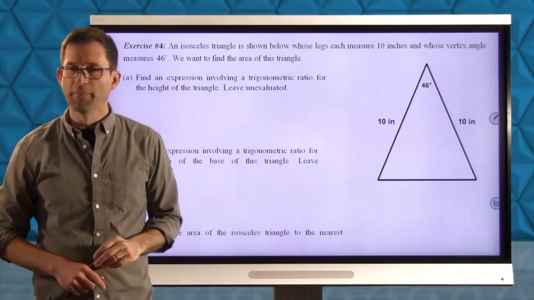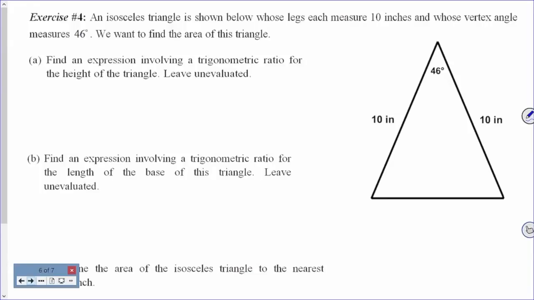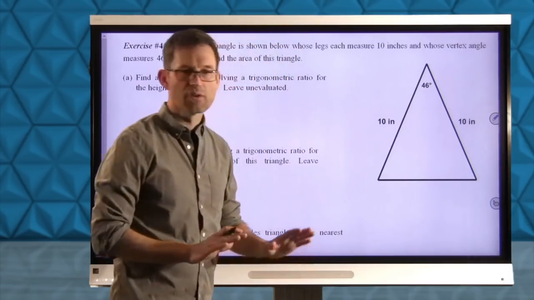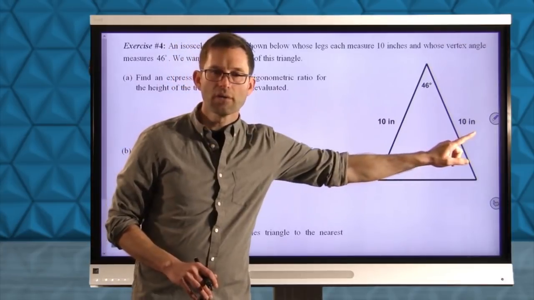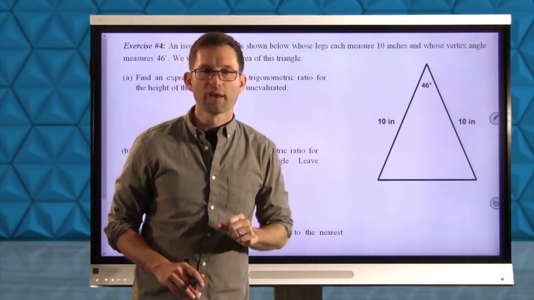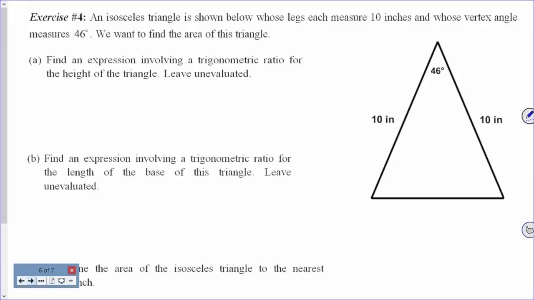Okay, one more problem. Let's take a look. An isosceles triangle is shown below whose legs each measure 10 inches and whose vertex angle measures 46 degrees. We want to find the area of this triangle. All right, so very blatant. I want to figure out what the area of this triangle is. I know what the legs are, 10 inches each. I know that the vertex angle is 46 degrees. All right, letter A. Find an expression involving a trigonometric ratio for the height of the triangle, leave unevaluated.